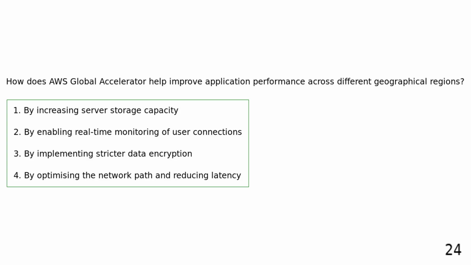How does AWS Global Accelerator help improve application performance across different geographical regions? By increasing server storage capacity. By enabling real-time monitoring of user connections. By implementing stricter data encryption. By optimizing the network path and reducing latency.